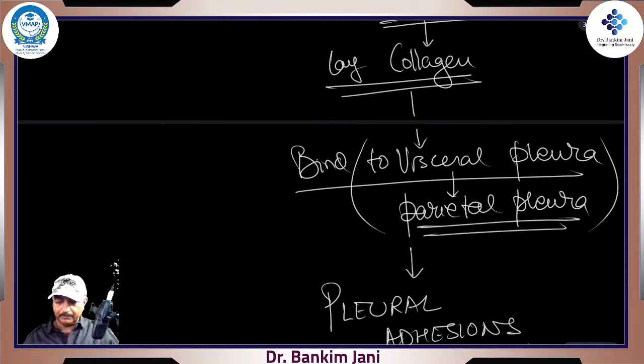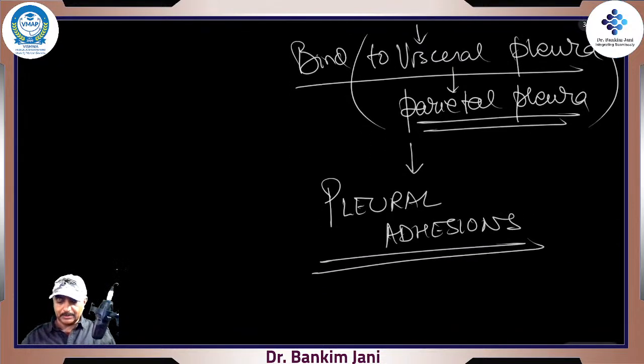This collagen will bind the visceral pleura and parietal pleura together. So now they both are bound, and that is what is called pleural adhesions. The pleurae stick to each other, so the relative movement between both of them is lost. And this is called pleural adhesions.